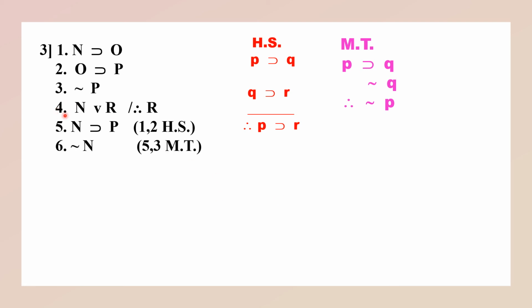Now we can see that we are having N wedge R. We are having the negation of the first disjunct, so we can derive the second disjunct. It is a disjunctive proposition, and this rule is the rule of DS. P wedge Q, not P, therefore Q. N wedge R, not N, therefore R. Now we have established the validity of this argument. Now we come to the fourth one.